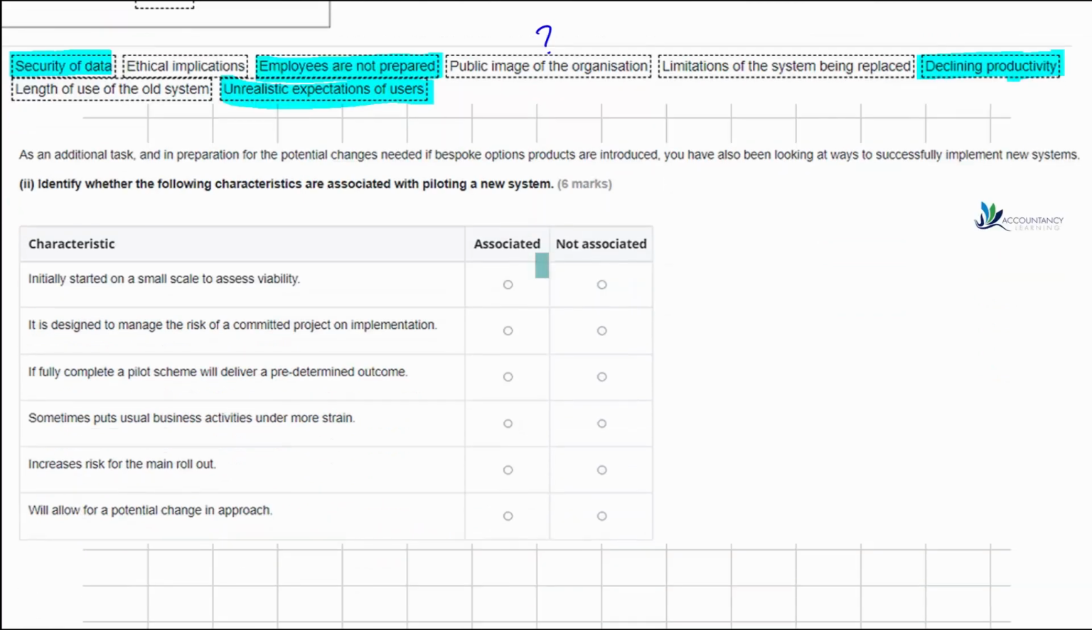And then the last part of the question: as an additional task and in preparation for the potential changes needed if bespoke options products are introduced, you've also been looking at ways to successfully implement new systems. And we need to identify whether the following characteristics are associated with piloting a new system. So remember, there are a number of ways that we can change from one system to another.